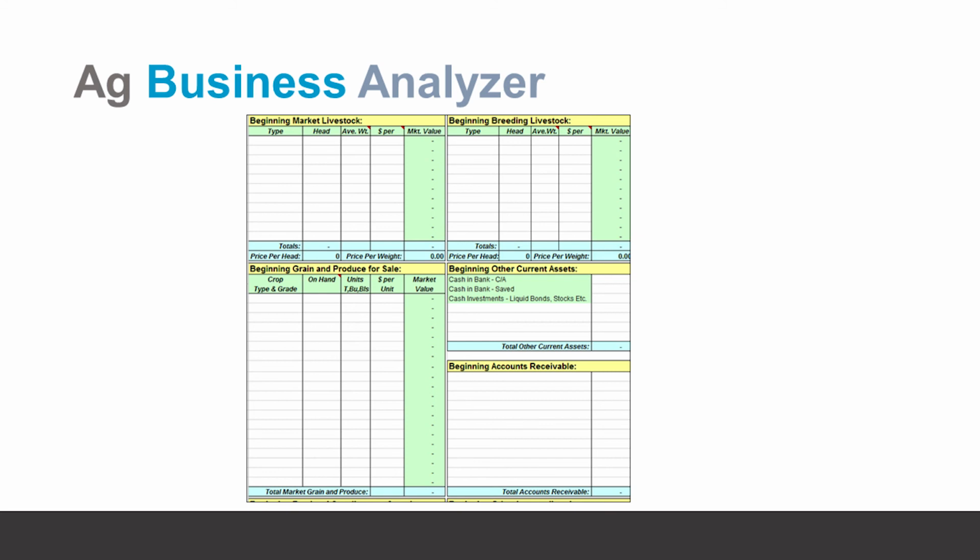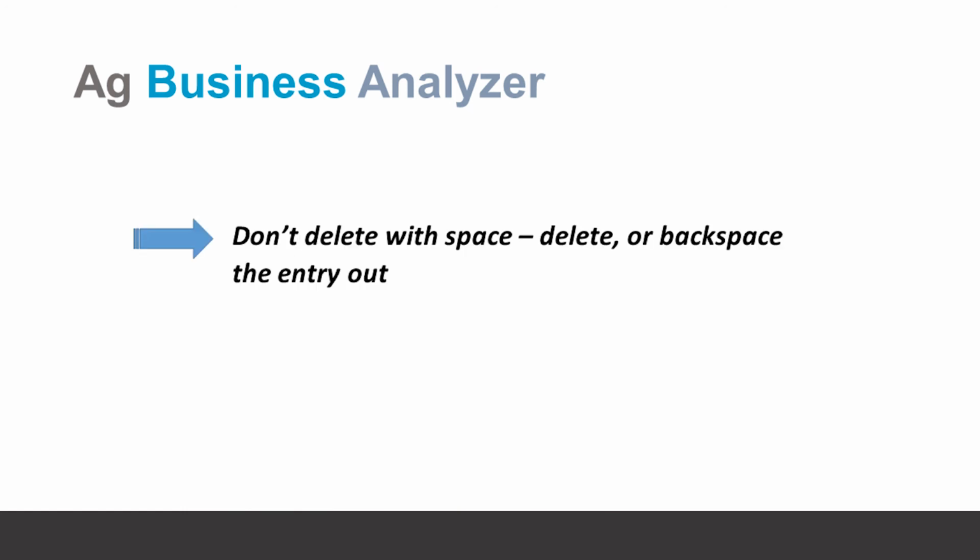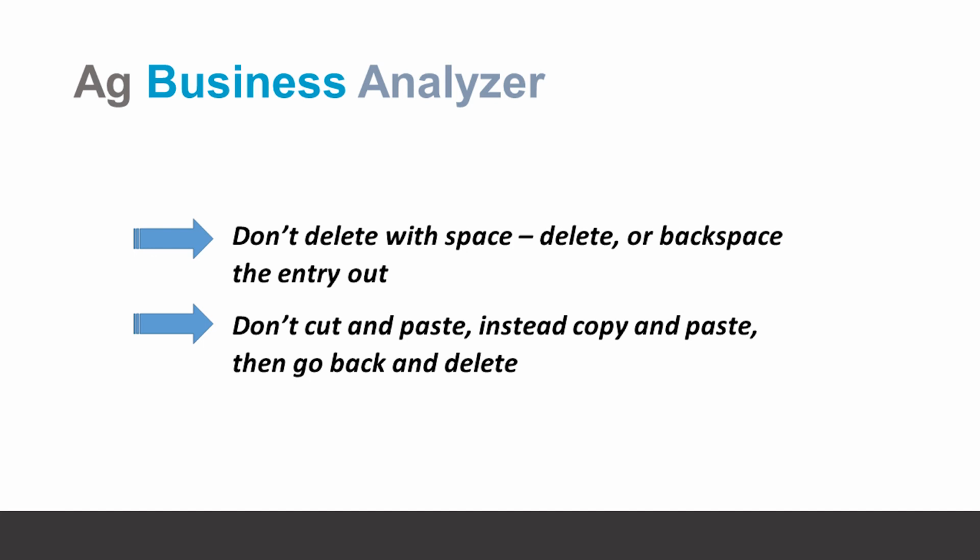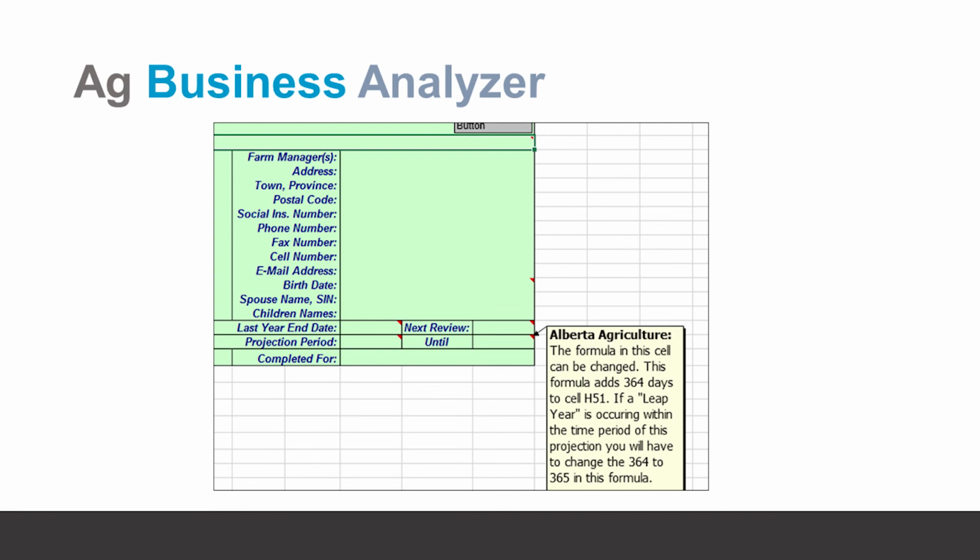You'll see white, green, yellow, and blue cells. Make your entries in the white cells. The colored cells are protected, so you can't enter in them. The exception to that is the title page. All those cells are green. Don't delete with a space bar. Instead, delete or space the entry out. Don't cut and paste. Instead, copy, paste, and then delete. As well, watch for the little red triangles in the cells. They contain comment boxes, and you'll find the information in them very helpful in using the program.